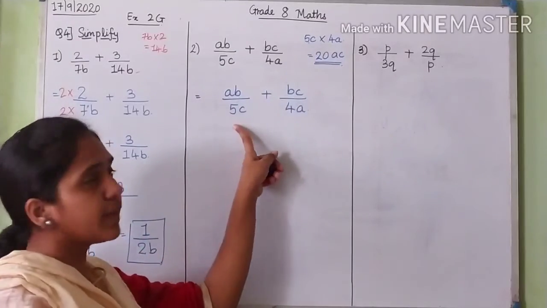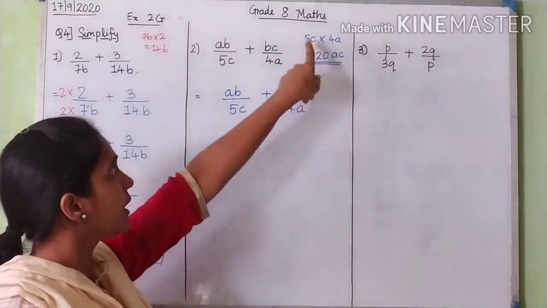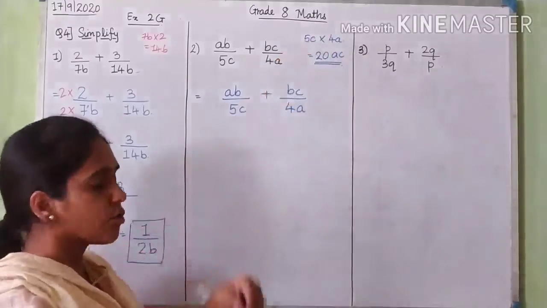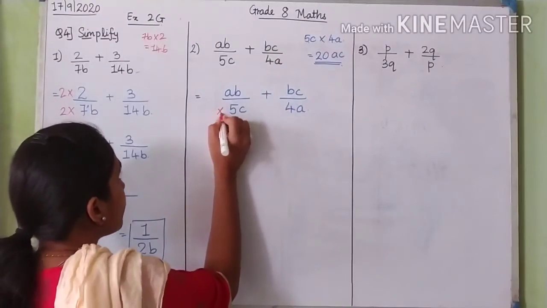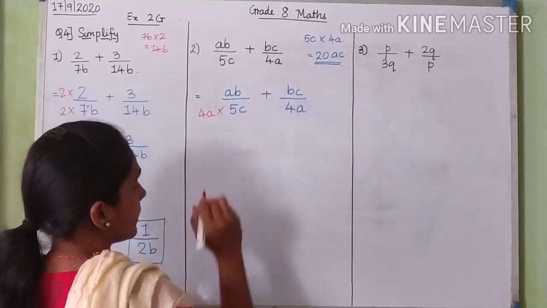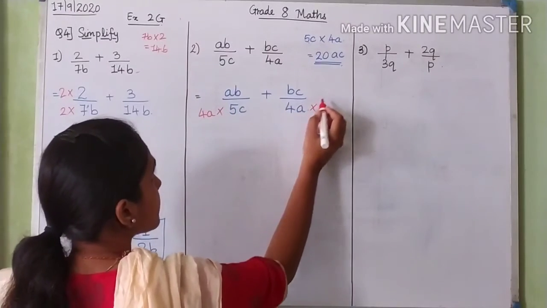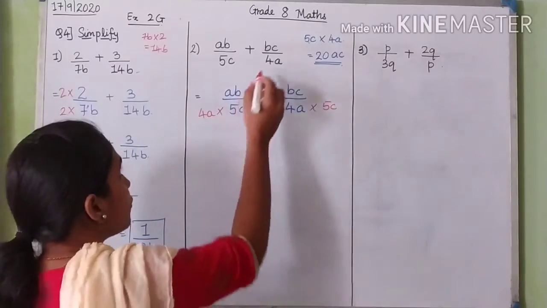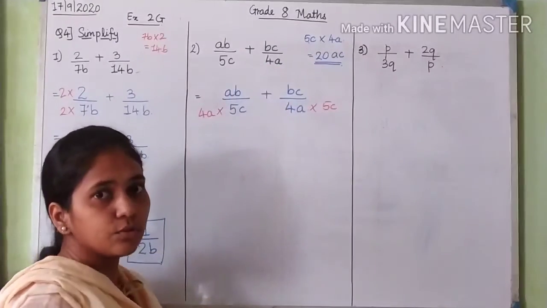Now I have to convert these denominators to 20ac. So 5c multiplied by what will give me 20ac? I have to multiply 5c by 4a, right? So if I multiply this by 4a, I get 20ac. Similarly, if I multiply this by 5c, I get 20ac, right? You have to just multiply them to each other.